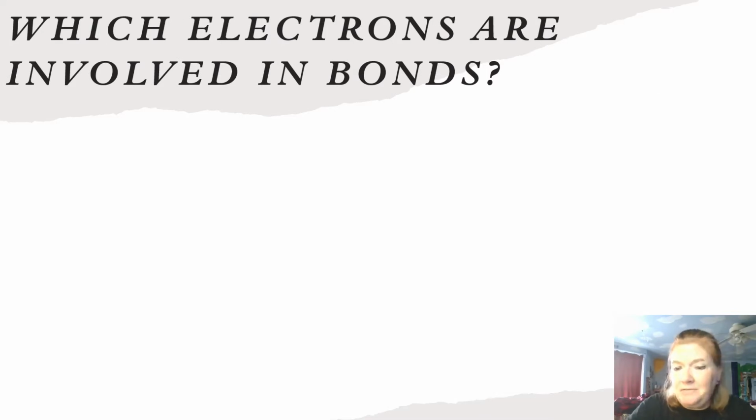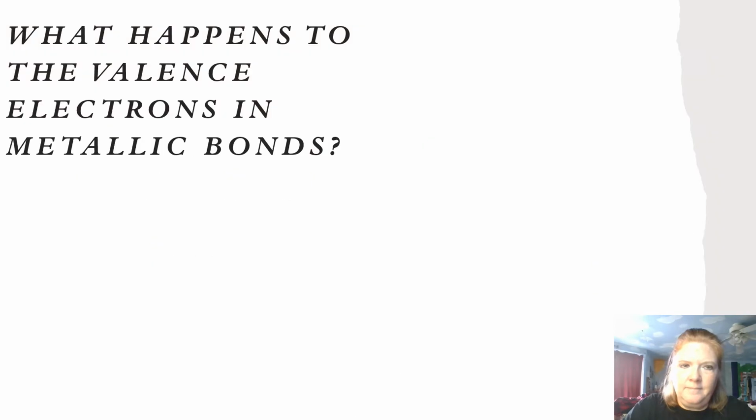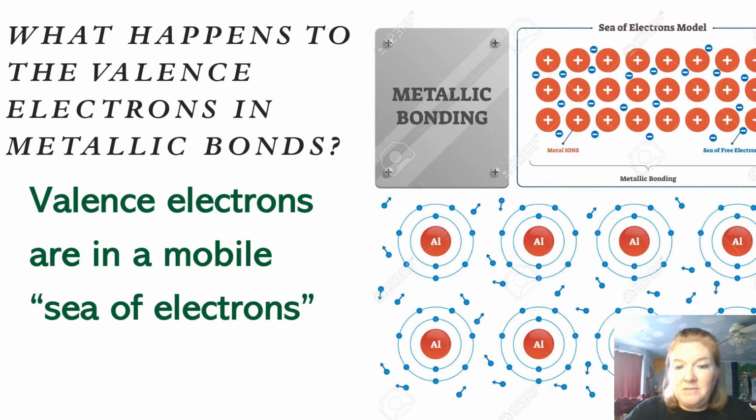Which electrons are involved in bonds? Well, remember that's valence electrons, the electrons in the outermost energy level of an atom. And what happens to the valence electrons in metallic bonds? Well, in a metallic bond, the valence electrons are in a mobile sea of electrons. They're kind of freewheeling, they slide all over, allowing great conductivity, and allowing it to be malleable and ductile, because we have those atoms arranged in layers with these electrons just sliding around.